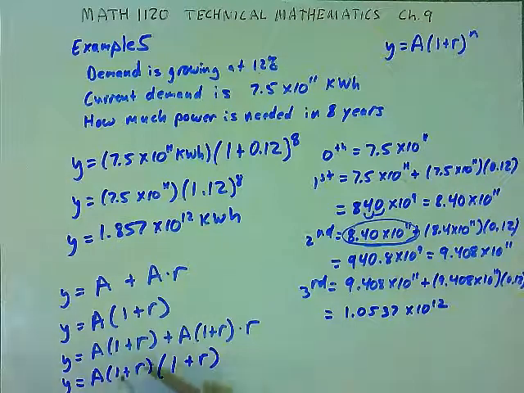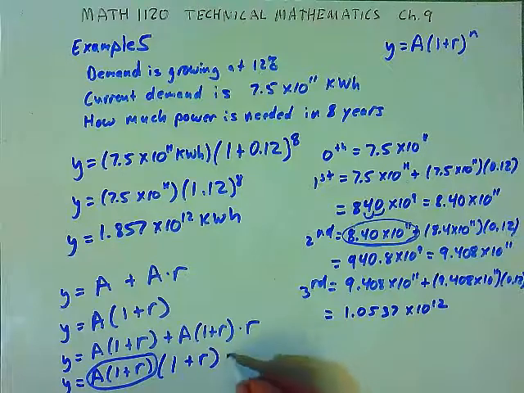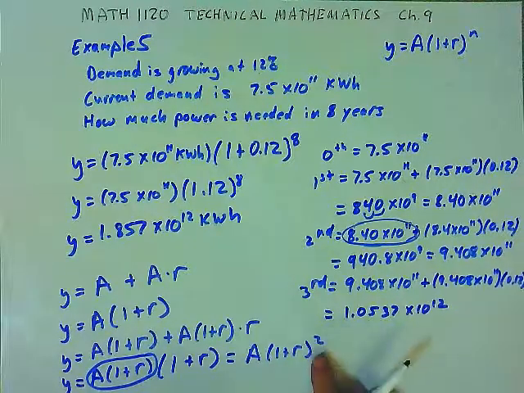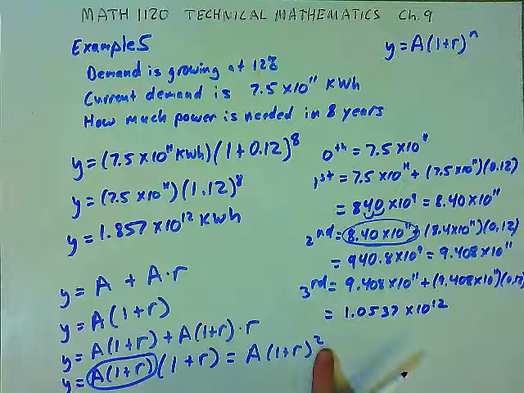Okay, and so I know this is correct because if I take all of this and distribute it into this set of parentheses, all of this times 1 is A times 1 plus R, and A times 1 plus R times R is A times 1 plus R times R. And so what I'm seeing here is that I have 1 plus R times 1 plus R. That is the same thing as 1 plus R squared. And so at the second year, the exponent becomes 2.